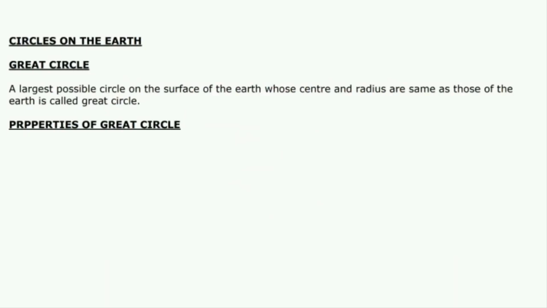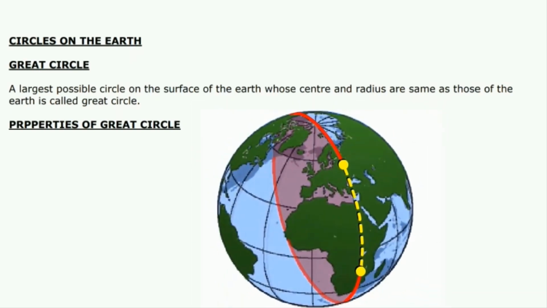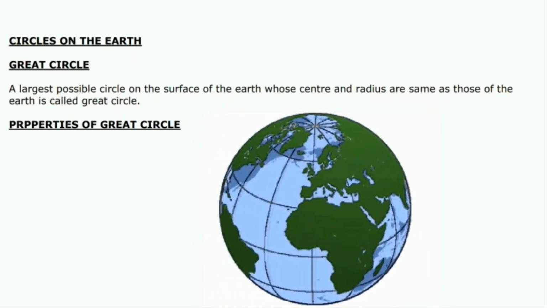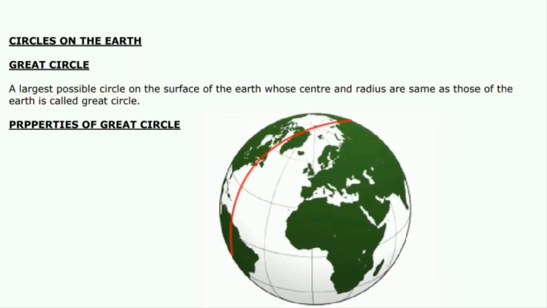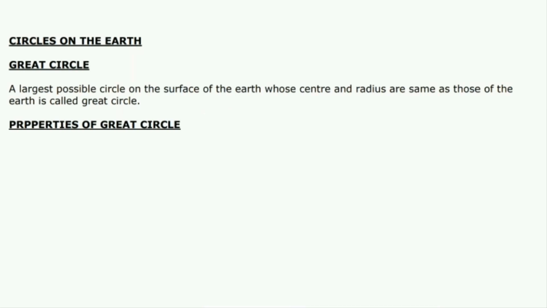There are many circles on the earth: great circle, rhumb line, meridian, anti-meridian and equator. So first we will discuss the great circle. It is the largest possible circle on the surface of the earth whose center and radius are the same as those of the earth, and it is called a great circle. The great circle circumference and radius are the same as the earth's.